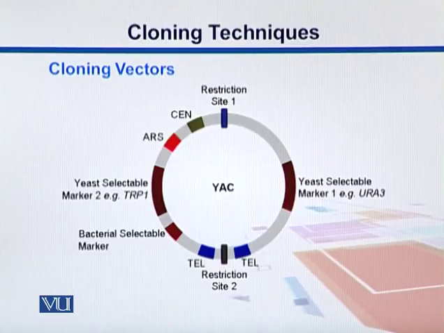We can have some markers which are coming from yeast, and we can also have some bacterial parts in it, and we can see some restriction sites, which are the sites where the enzymes can cut. We can cut the gene of interest with the same enzyme and put it there.